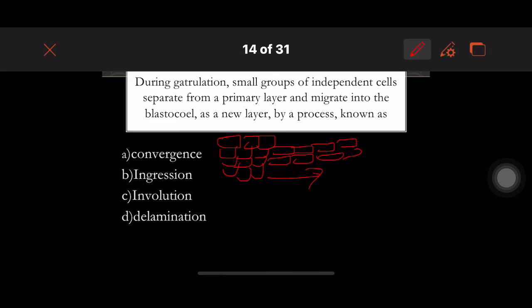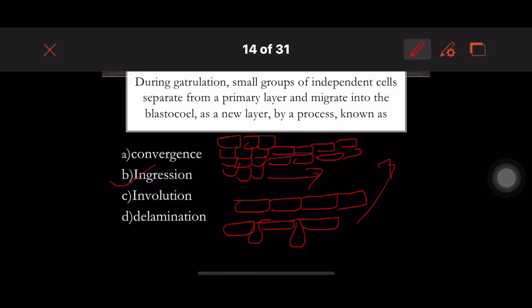Next is ingression. So ingression में क्या होता है, let's say this is a layer of cells, right? So some of the cells change their shape and they lose contact with the neighboring cells. So let's say अगर ये cells हैं तो इनकी ये shape change हो गई यहाँ पर, right? Now they will separate from their neighboring cells. तो अब ये इनसे separate हो जाएंगे.